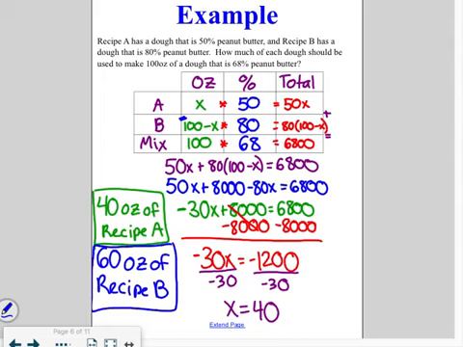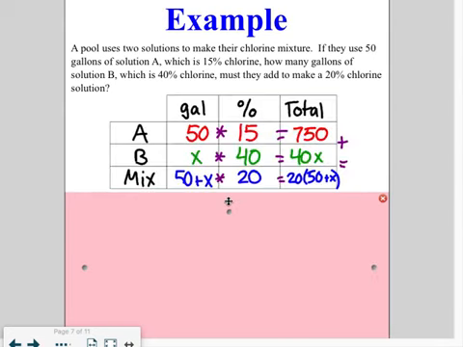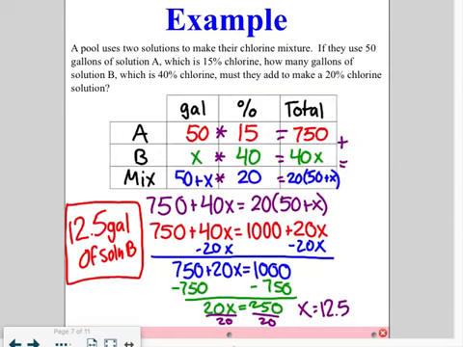So we figured out both A and B. Go ahead and try this one on your own. So you should have gotten an answer of 12.5 gallons of solution B. If you have questions about that, please let me know when you get to class.